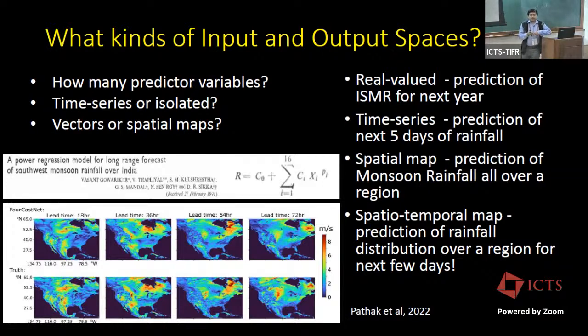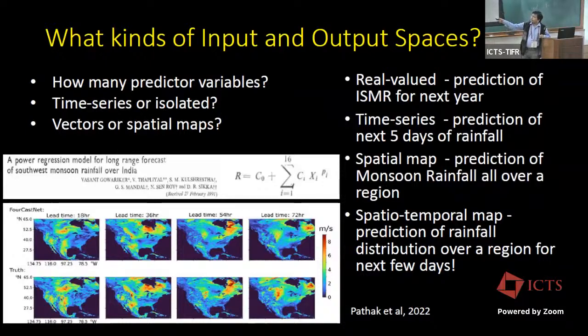It might be that for the whole season, you may want just one spatial map. You must be all aware of the IMD monsoon reports. At the end of every monsoon season, IMD publishes a map showing which regions received how much excess rainfall, how much deficient rainfall, and so on. So in that case, you are getting one single map as an output. Or it might be a time series, that is, on different days how much rainfall happened. So all these different kinds of outputs are possible.